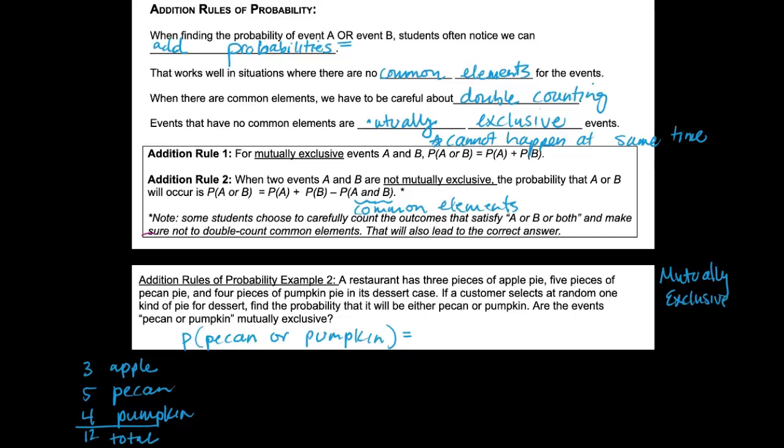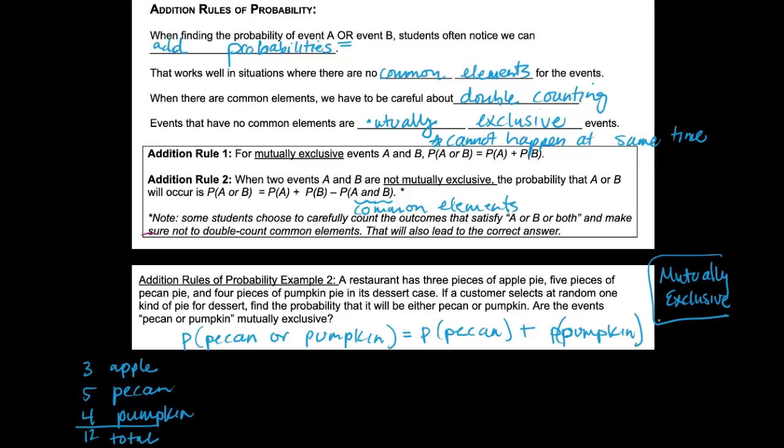That makes it easier for us in terms of doing the probability question because we don't have to be careful about that double counting. So at this point, you could do one of two things. We could use our formula. So that just says for mutually exclusive events, probability of A or B, we just add those probabilities together. So probability of pecan plus the probability of pumpkin.